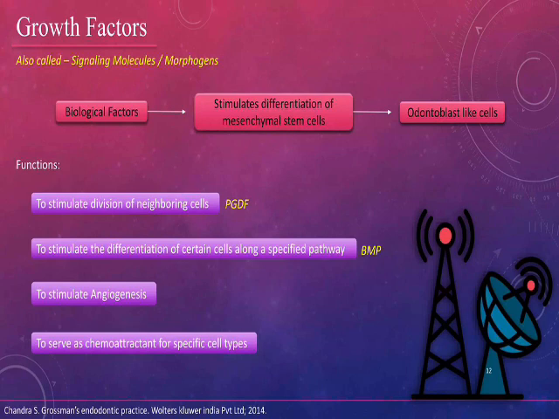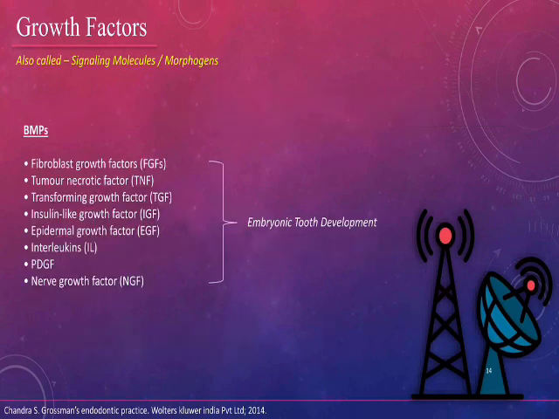BMP is another growth factor which helps stimulate the differentiation of certain cells along a specific path. It also stimulates angiogenesis and serves as a chemoattractant for specific cell receptor types. Here come a few other growth factors: the BMPs include FGFs, TNF, TGF, IGF, EGF, IL, PDGF, NGFs. Collectively these help in embryonic tooth development.